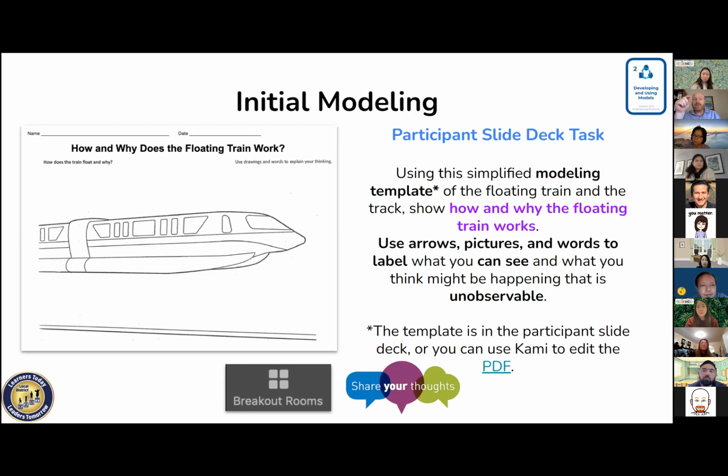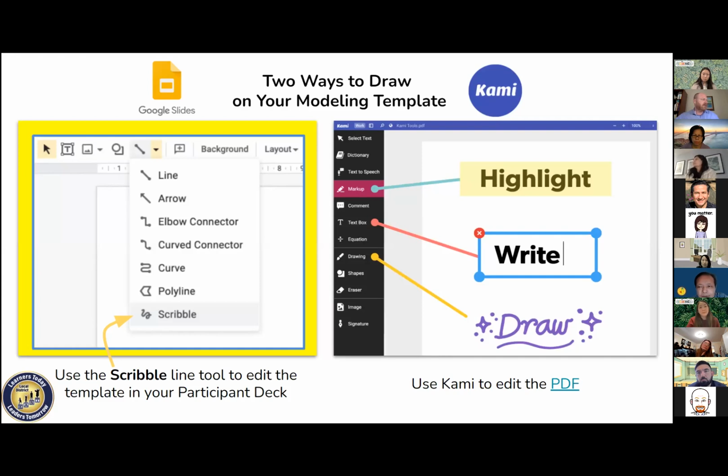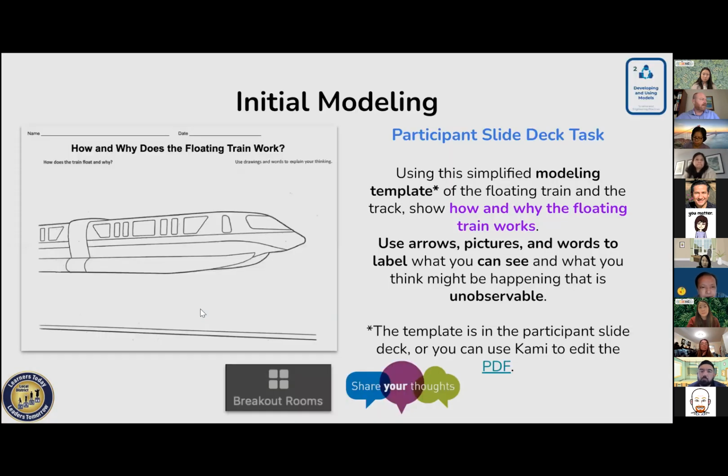We're asking you to either use Kami, or open up the Google Slide that's there, and you can scribble on Google Slide. Let me show you here. So either use the PDF and open up Kami if you have Kami, or open up the Google Slide, and then you can use the scribble tool. We're going to ask you to take a few minutes and draw in on here things that you're seeing and things that you can't see. So what's happening? Use pictures, arrows, and words to put down the observable and the unobservable about how this train floats.